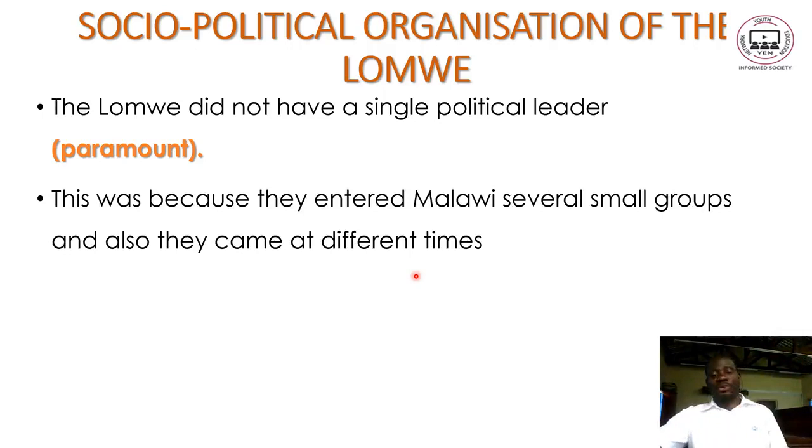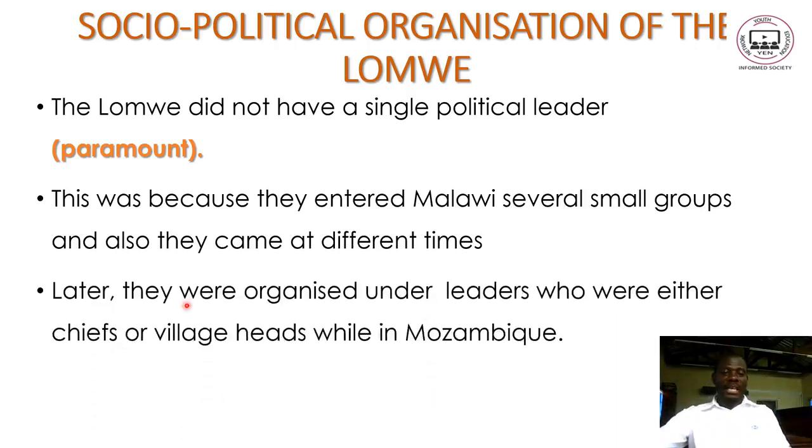But for the Lomwe, it was difficult because they came in different family groups at different times. Small groups who were also independent. Later, they were organized under leaders who were either chiefs or village heads while in Mozambique. So when they came here, they were later united by the leaders who were already village heads there in Mozambique, saying, yes, we have migrated, but should we not respect the elders? Let us come together as one people who have originated from one place. Hence, those village headmen became leaders of those different Lomwe groups.